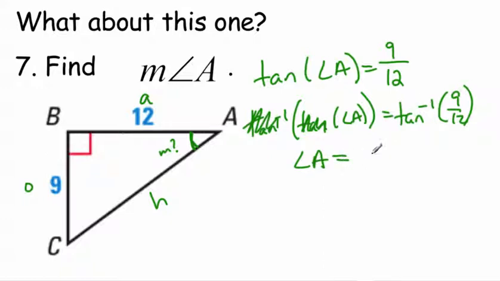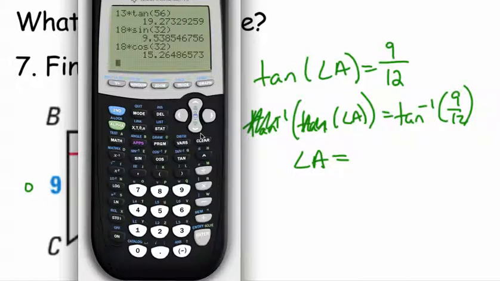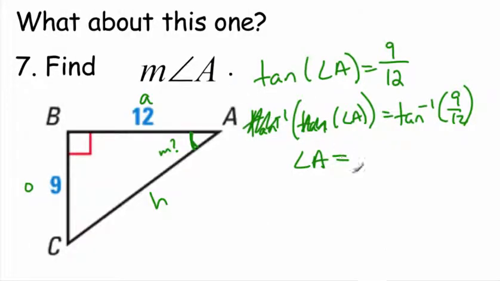Now my calculator, I don't know if you've ever noticed this button, but there is an inverse tangent button. It's right here above tangent. So I'm going to do inverse tangent of 9 over 12. And I get 36.87. So angle A is worth about 36.87 degrees. And I basically just use the inverse tangent.